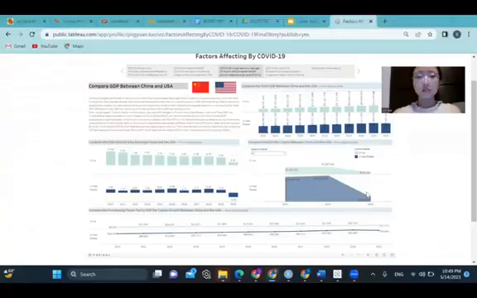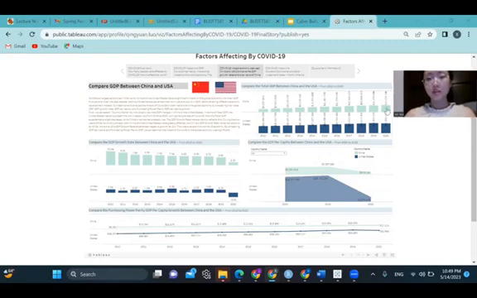Thank you. This dashboard is focused on the COVID-19 impact on the economy between two countries, China and USA. If we focus on China and USA, the total GDP between these two countries, we can see through 2019 to 2020, there's a slight increase in China, but a slight decrease in USA.